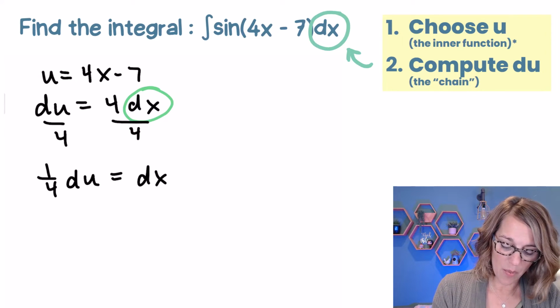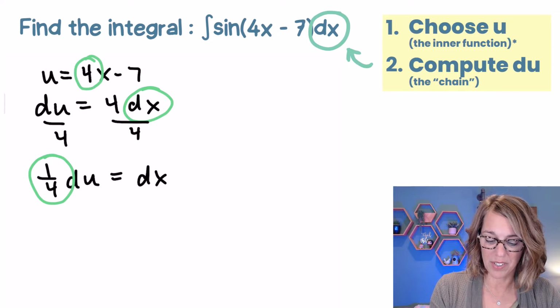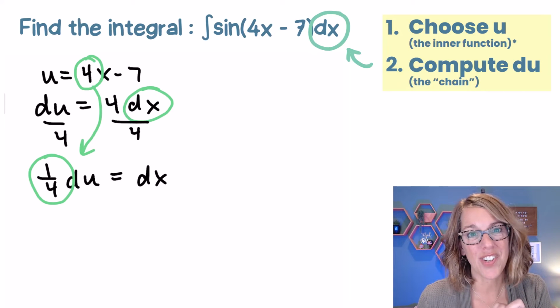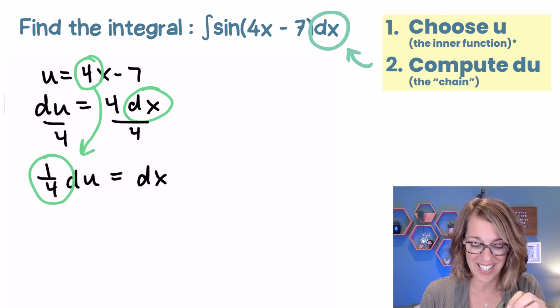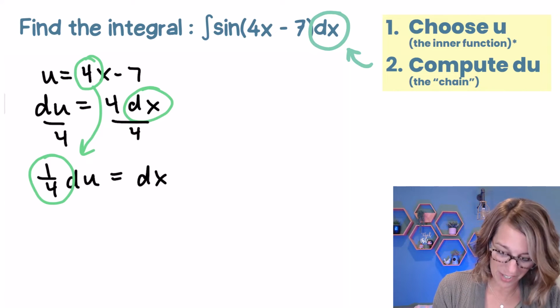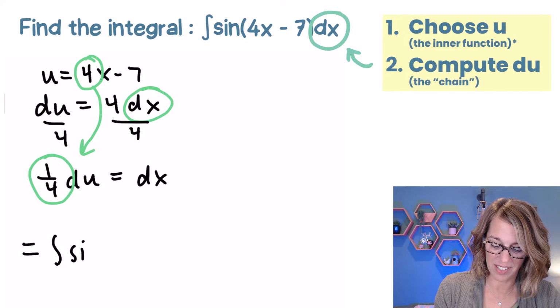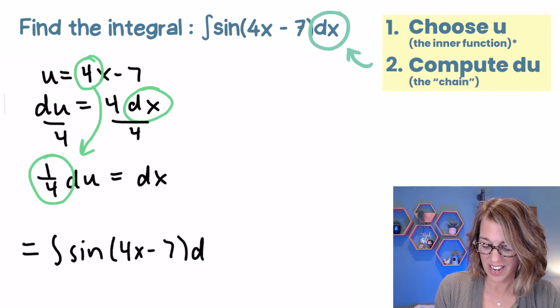So take a look at that 1/4 that kind of popped out. It's the reciprocal of that coefficient. So when you've got that nice linear function in there and you've got just the dx on the end, you can take a really nice shortcut. I want to do the shortcut for sure. So I'm going to leave this in terms of x. So my integral is sine of 4x minus 7 dx.